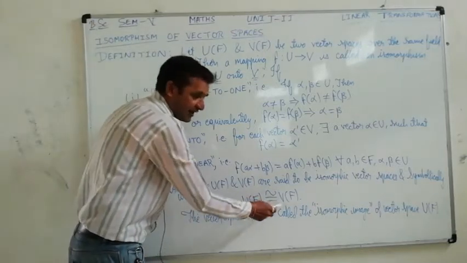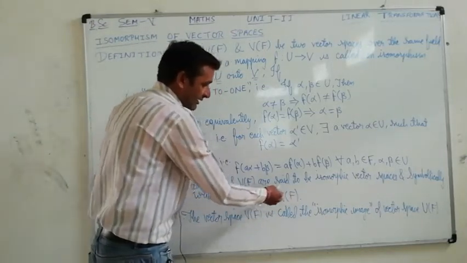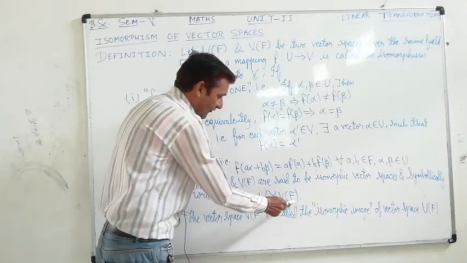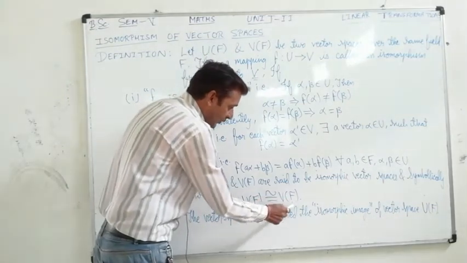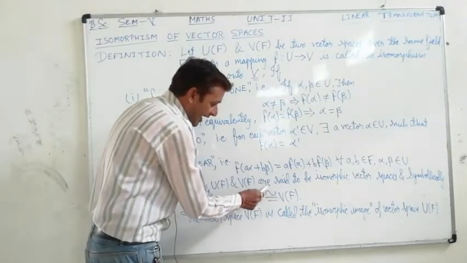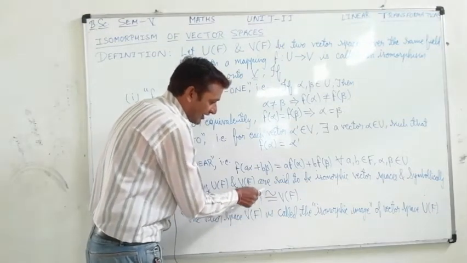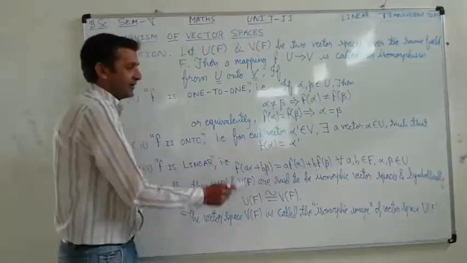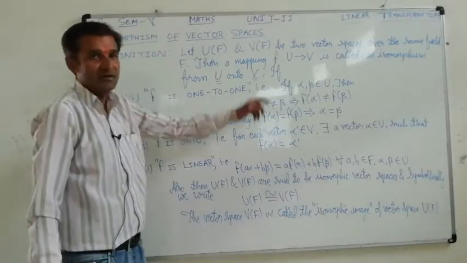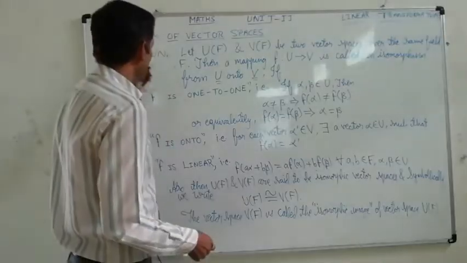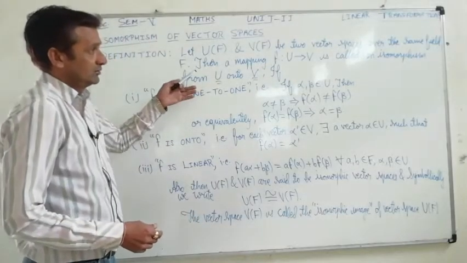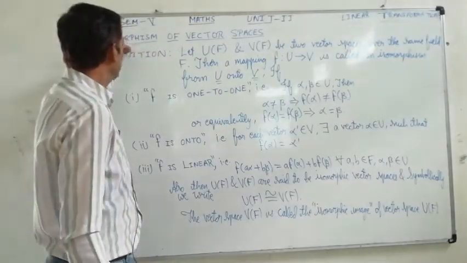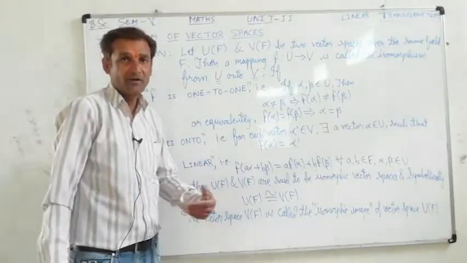See, what is the linguistic definition? We can say the linguistic representation for this symbol is that the vector space V(F) is called the isomorphic image of vector space U(F). This is only the isomorphism of vector spaces. So, this definition we now understand, and now we are able to do the theorems related to isomorphism of the vector spaces. In our further lecture we will discuss that.